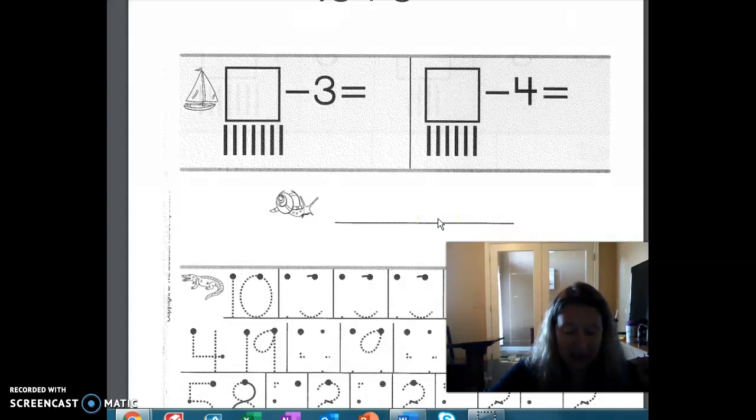Listen again. Then the pig ate 2 more cookies. So the next symbol is 2, and then you should write equals next to it, right? So all together, you should have 3 plus 2 equals. All right? And now you are going to work that problem.